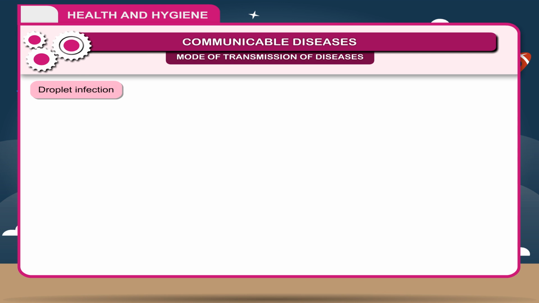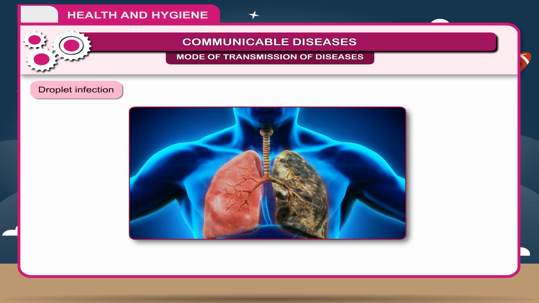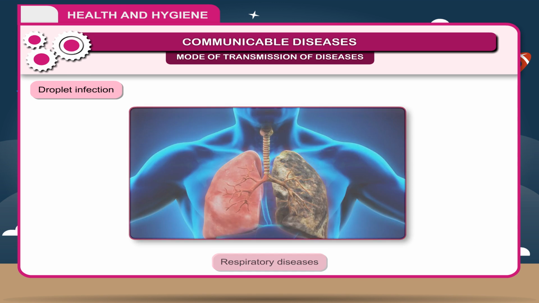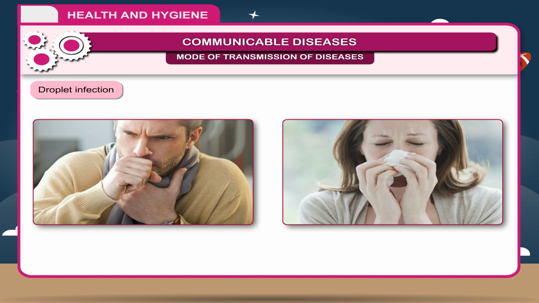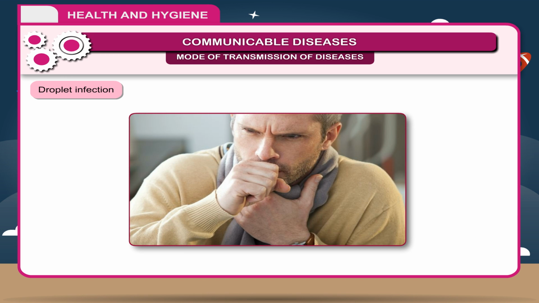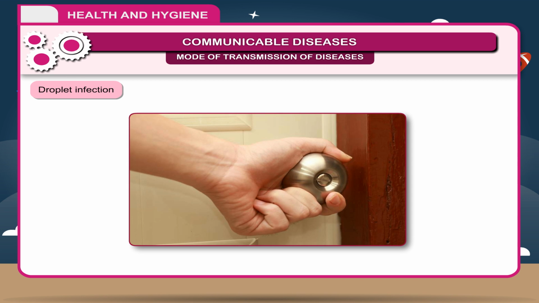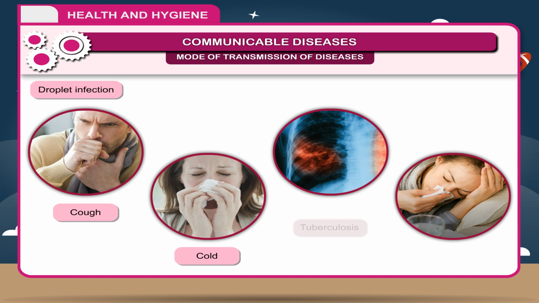Droplet infection. The germs of the diseases are transmitted through saliva, coughing, sneezing, and spitting. The viruses that cause respiratory diseases, such as influenza and the common cold, spread through moisture droplets when an infected person coughs or sneezes. A hand that was used to cover the mouth while coughing contains viruses that may be passed to doorknobs, so that the next person who touches the doorknob has a chance of picking up the infectious agent. For example, cough, cold, tuberculosis, influenza, etc.